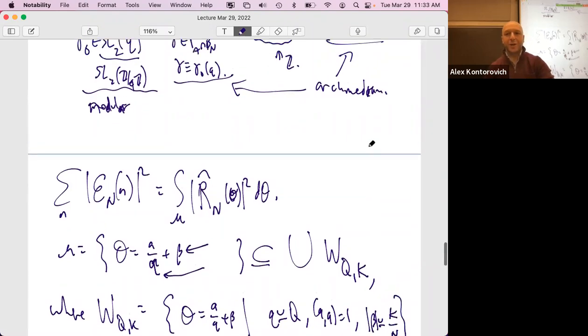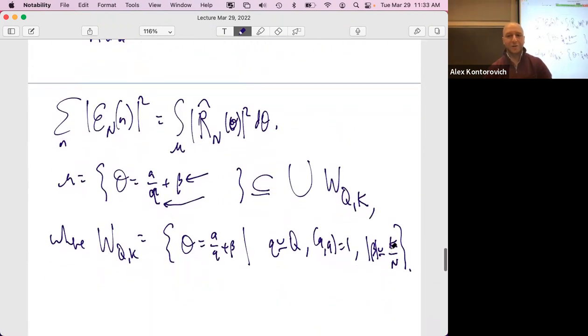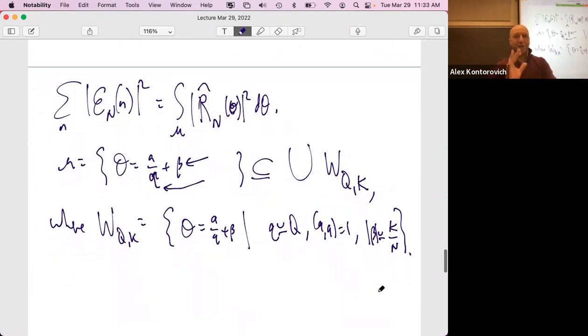K over N, because we chose M to be root N, and the largest range will be like 1 over N. So I want to have a parameter K that controls this range. You'll see in a second where this is, where I'll show you a picture. Can you repeat the last part? Choose K over N, say 1 over 2K over N, until K over N. Yes, I'll show you right now.